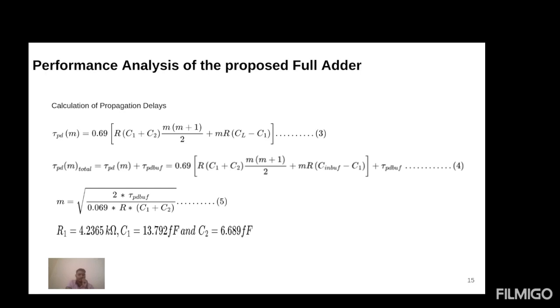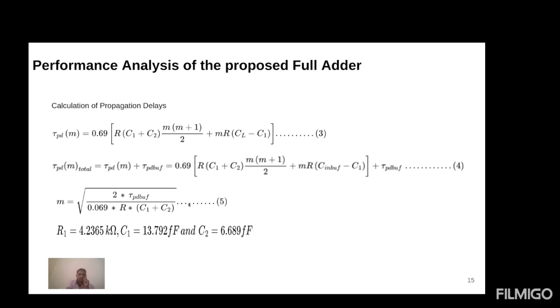Here is the calculation of the propagation delays. Tau PDM is the main circuit delay, and Tau PDM total is the main circuit delay with the buffers' delay added. Buffers we have added to minimize the total propagation delay. M is the number of stages of the circuit required, C1 and C2 are the parasitic capacitances of input and output nodes respectively, and R is the linear on resistance, that is R1.